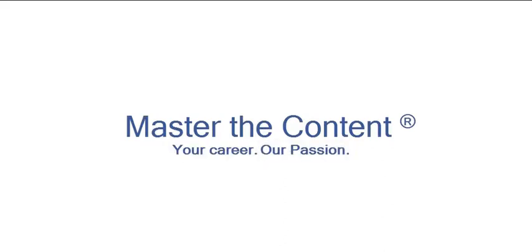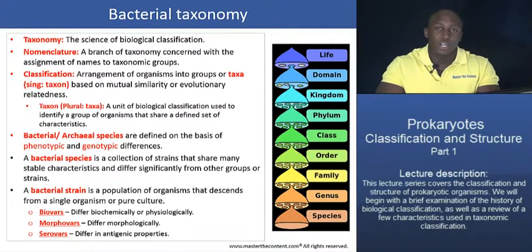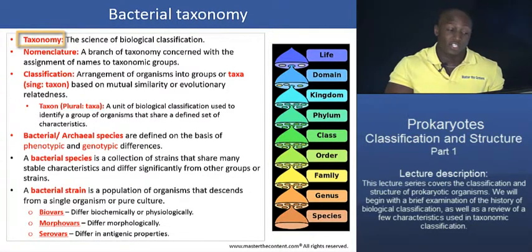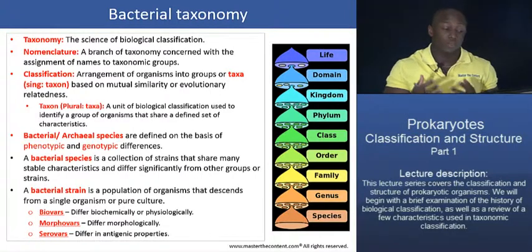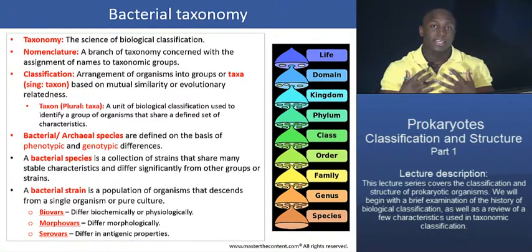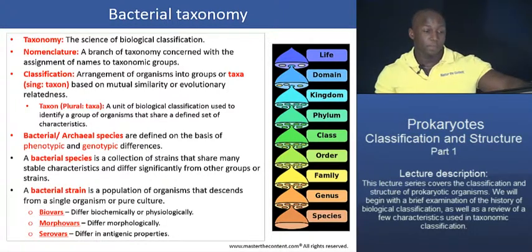Your career, our passion. I'm going to start off by reminding you, or jogging your memory, on a few important taxonomic terms. Taxonomy is basically the science of biological classification. It's the science of defining groups of biological organisms based on the characteristics they have in common and giving those groups names. Nomenclature is a branch of taxonomy that's concerned with the assignment of these names, in agreement with published rules.